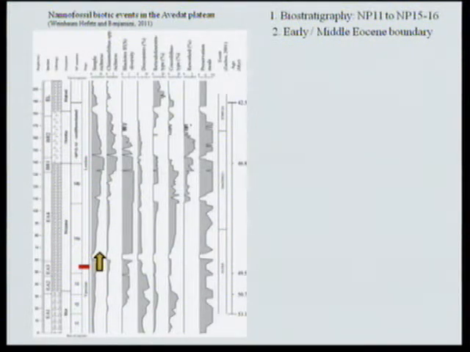Now, let us look at the simple richness of calcareous nanofossil. The simple richness of calcareous nanofossil is the number of species, just the number of species. You count how many different species you have, and you see that they reach a maximum over here in the NP14-15 boundary, and then they decline.